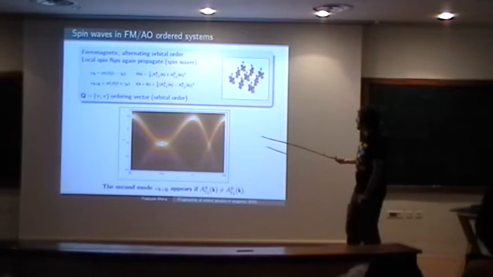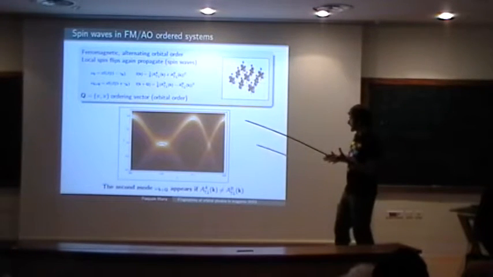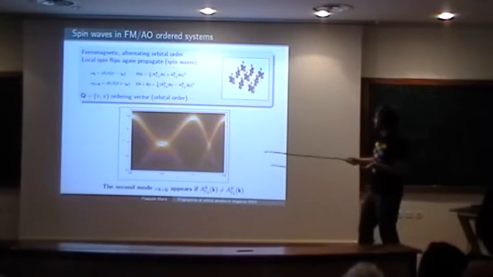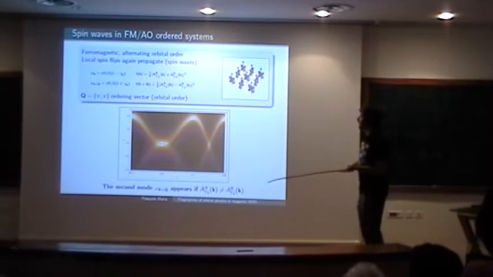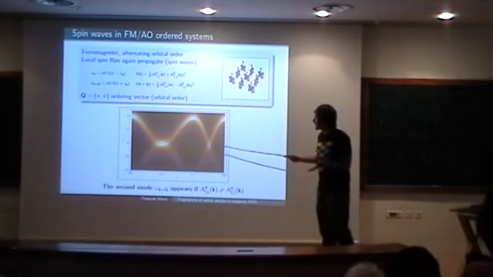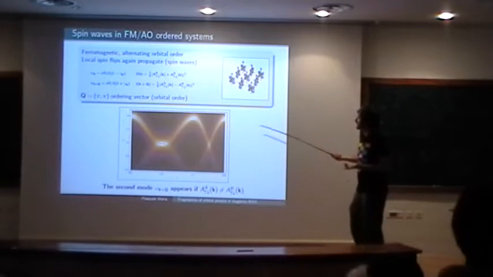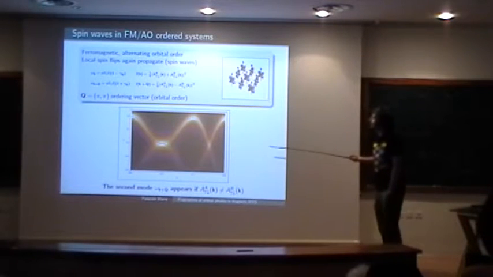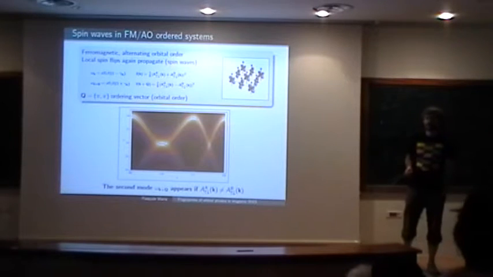This is due to the fact that our unit cell is doubled in length, and so the Brillouin zone is folded down. So a second mode appears, and this is due to the particular orbital order of the system. So thank you for your attention.